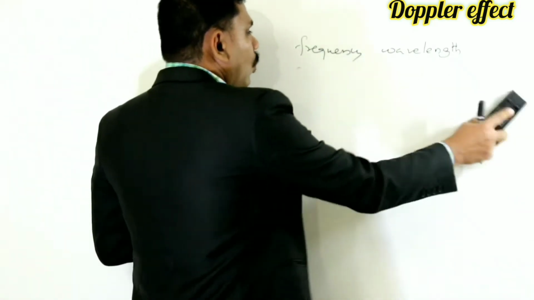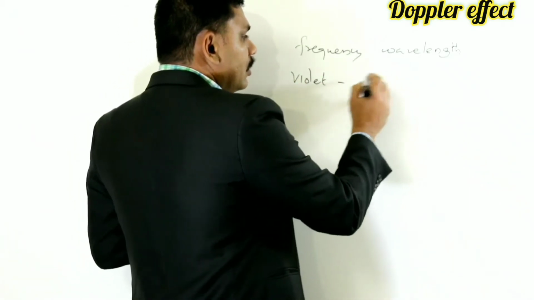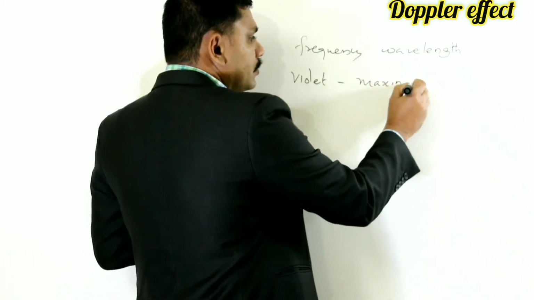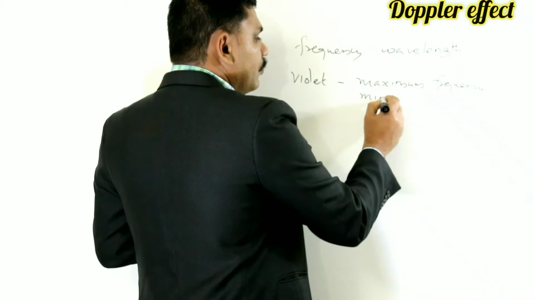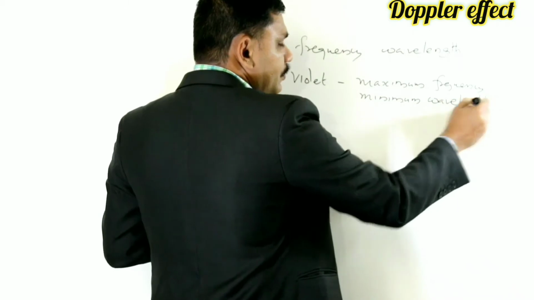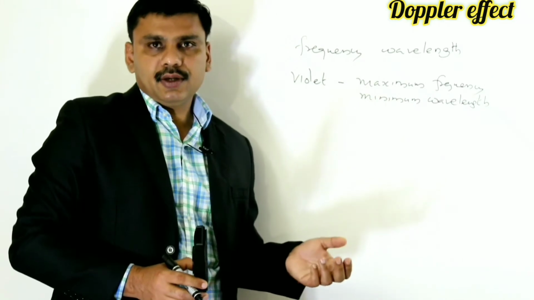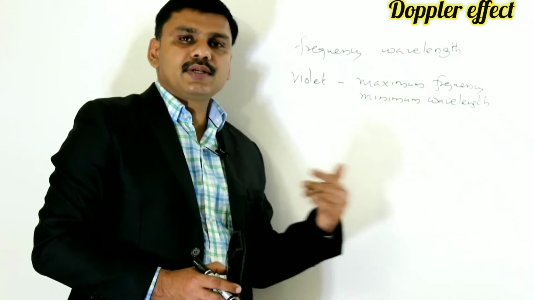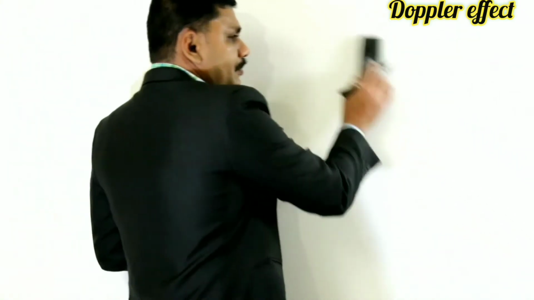If we consider violet color, it has maximum frequency and minimum wavelength. So red has maximum wavelength and violet has minimum wavelength. Or red has minimum frequency, violet has maximum frequency. So that thing you have to remember.